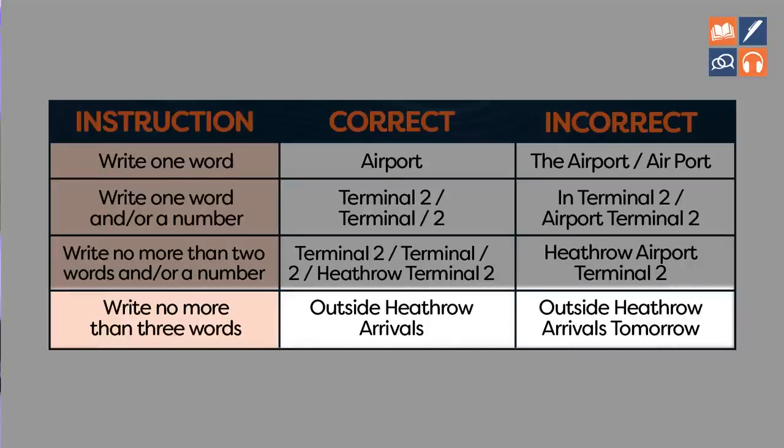Outside Heathrow Arrivals tomorrow, that is incorrect because that is more than 3 words. Now that might sound confusing right now. Often students do find that confusing. The best way to do that is just through practice.